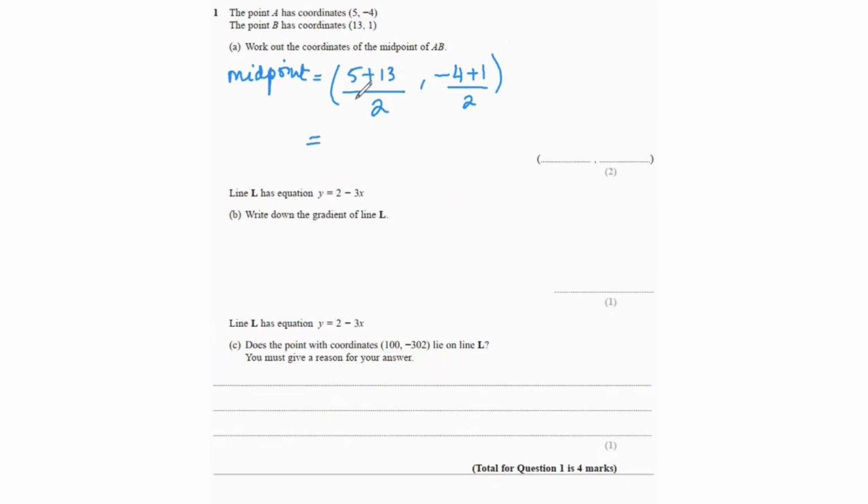5 plus 13 is 18. 18 divided by 2 is 9. Negative 4 plus 1 is negative 3, so negative 1.5. That's our midpoint.